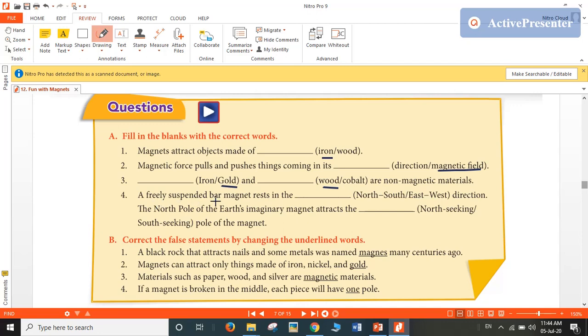A freely suspended bar magnet rests in the north-south direction, because when you suspend a bar magnet freely, it comes to rest in the north-south direction of Earth.